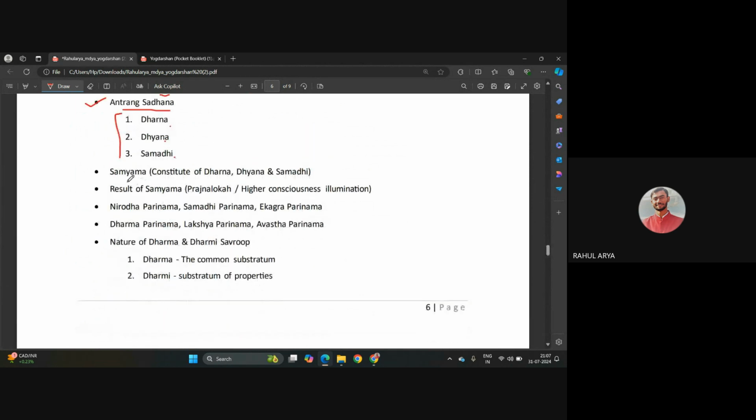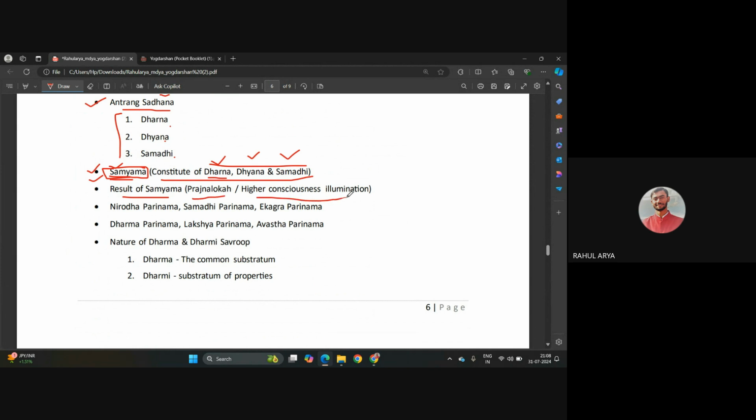And sayama is described here. Sayama means the combination of dharana, dhyana, samadhi; that we call sayama. And sayama is very, very important. After this, everywhere you will see sayama, sayama, sayama. Sayama means the yoga practitioner, the sadhaka, has perfected dharana, dhyana, and samadhi. Sayama means that.